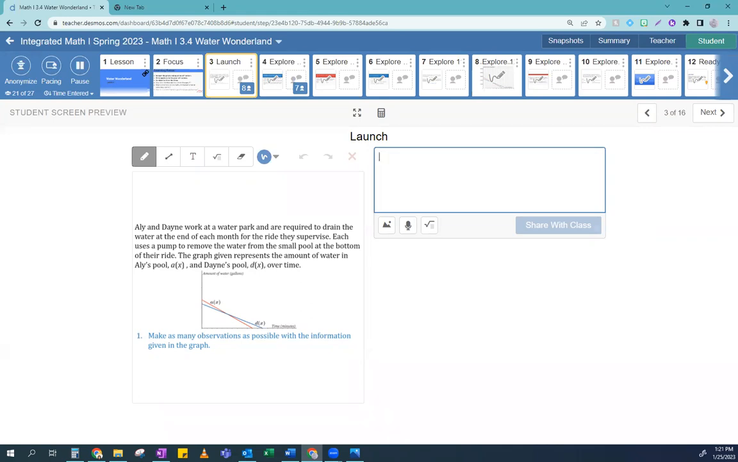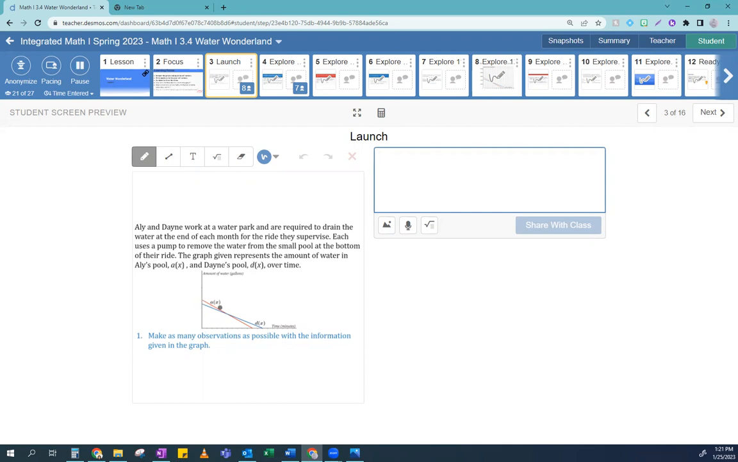Okay, someone said Dane had less water to start. Very good. So this person says Dane had less water to start, but took longer than Allie's to drain. Do you agree that Dane's took longer? Do you see that in this picture right here? Do you see how Dane had less water? Everyone's like, oh yeah, I see it, because it had a lower y-intercept, right?